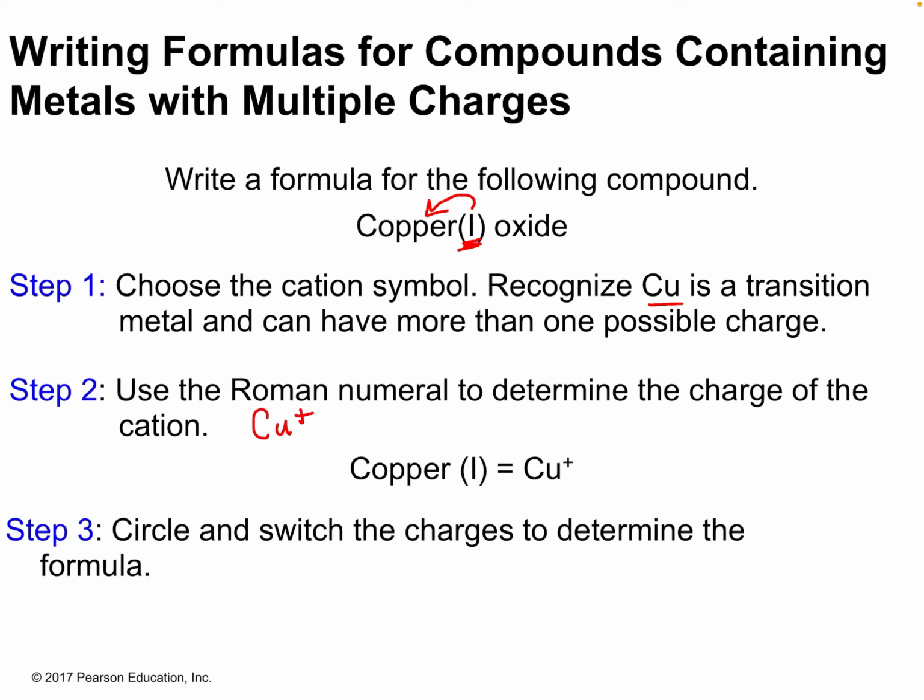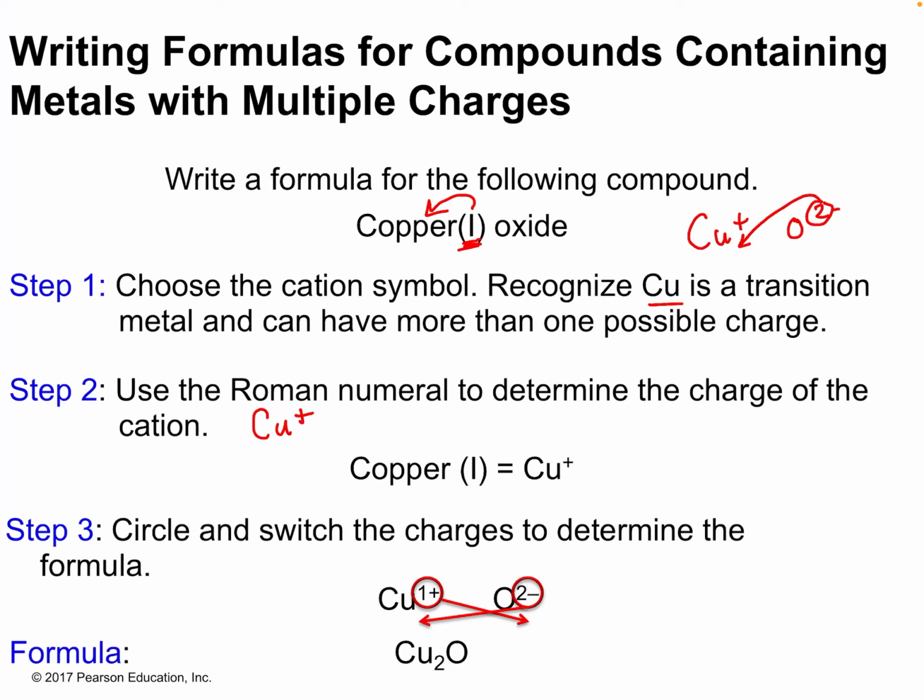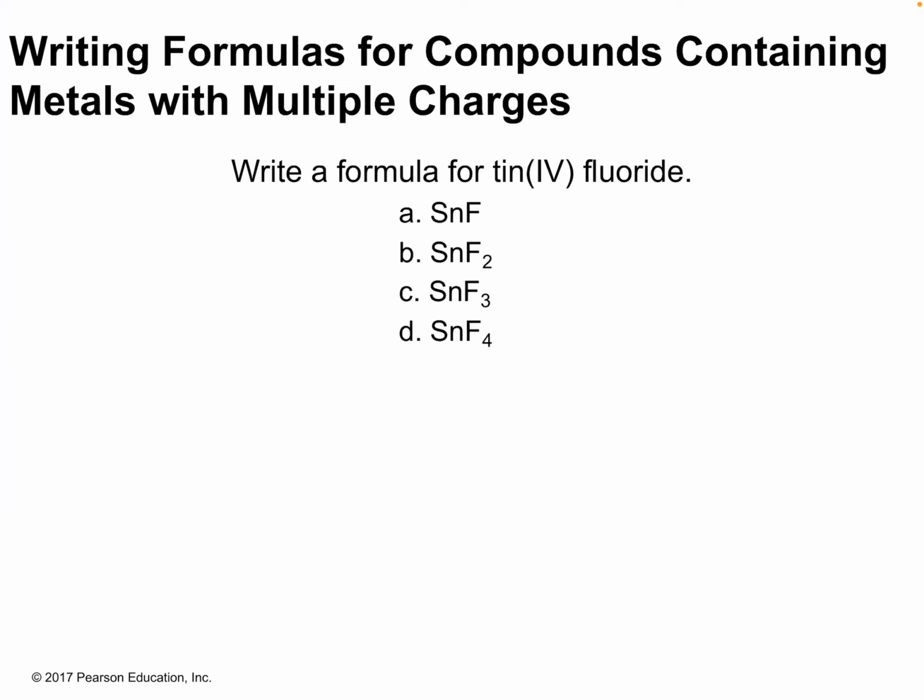Okay, so then we're going to circle and switch to figure out the formula. So we have Cu 1 plus, we have O 2 minus. So when we circle and switch, we're going to get Cu2O. The 2 is going to go to the copper, and the 1, right, our imaginary 1, will go to the oxygen. So again, I think this is actually more straightforward than what we were doing last time, because this is telling you, right? It's telling you, hey, copper is a 1 plus. Let me help you.